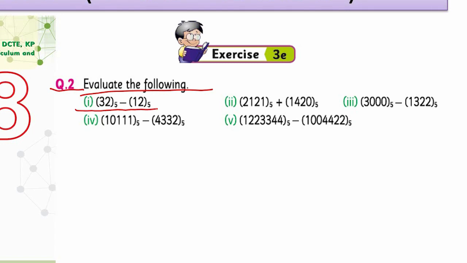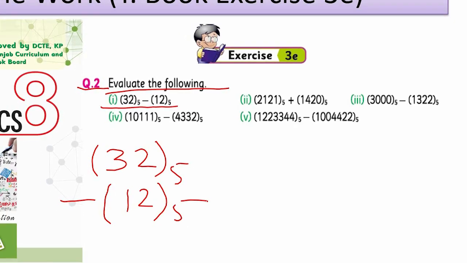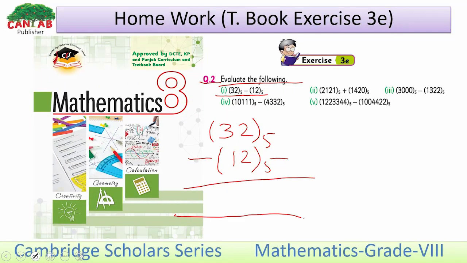Part 1. Here 32 with base 5. First of all, you will have to write these numbers in vertical form and then write second number 1, 2 with base 5. This is very simple. 2 minus 2 is 0.